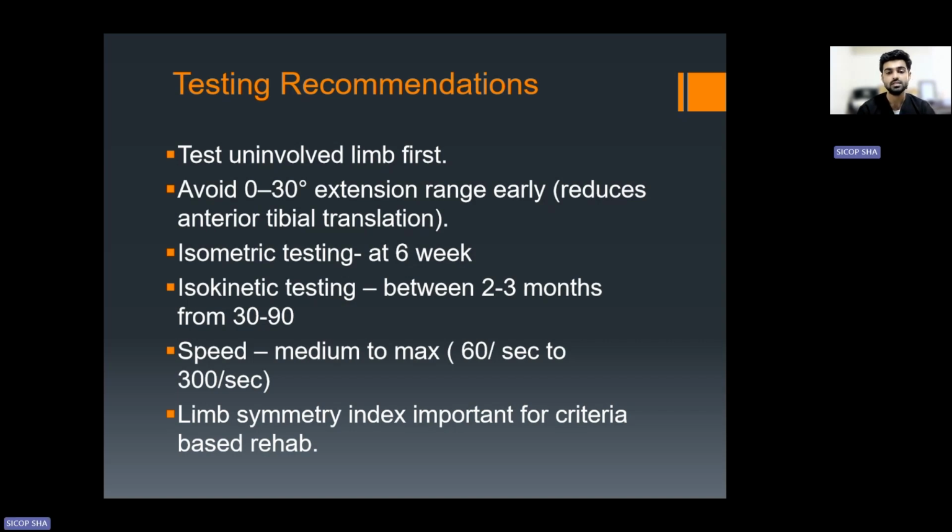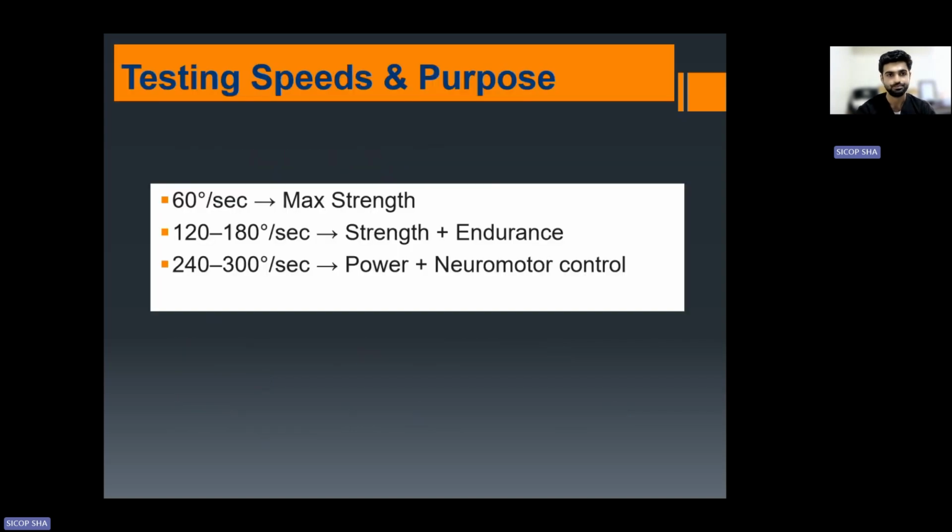Then the limb symmetry index is an important criterion for many criteria-based rehabilitations. Nowadays, if you see the research, the ACL reconstruction rehabilitation and return to sport journey is not time based. The ACL reconstruction journey should be based on criteria-based rehabilitation. For these criteria, isokinetic testing is recommended. Now we get data on the limb symmetry index, and on that data, we can progress the athlete or the patient to further activities.